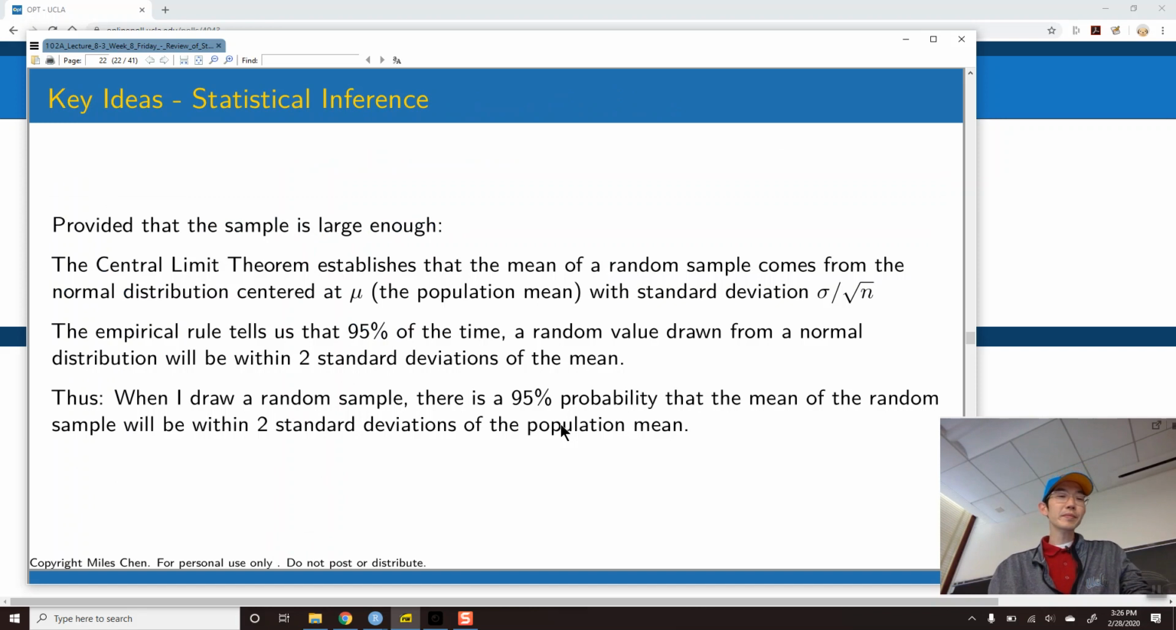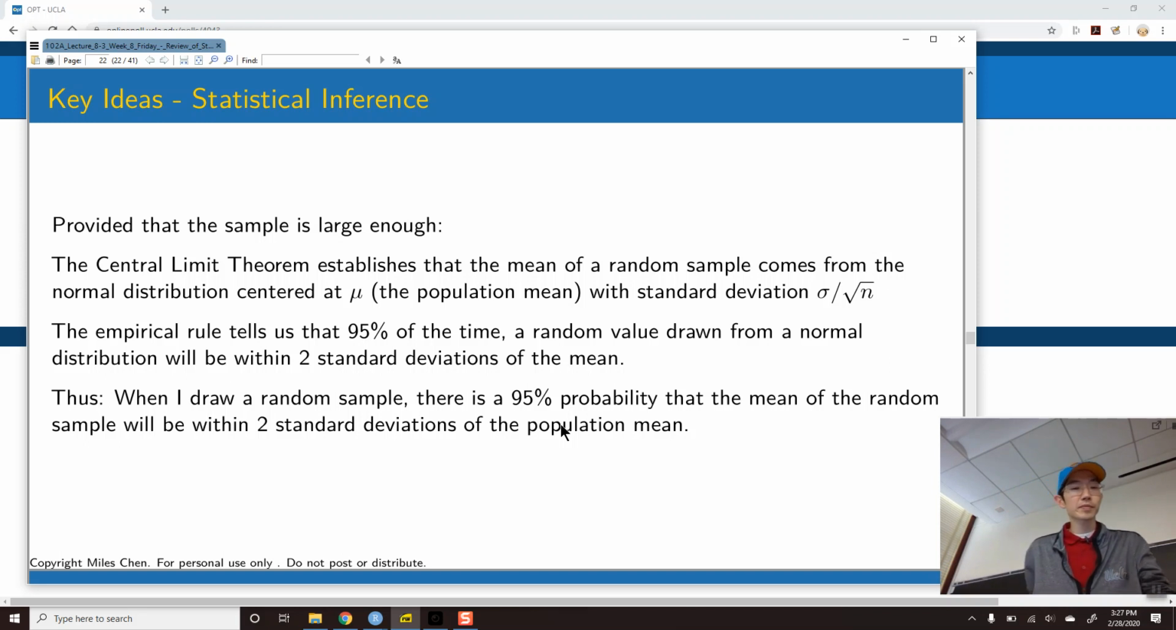Okay, and so here's kind of the key takeaways: the central limit theorem establishes that the mean of a random sample comes from the normal distribution centered at mu, that is the population mean, with a standard deviation of sigma over the square root of n. And then the empirical rule tells us that 95% of the time, a random value drawn from a normal distribution will be within 2 standard deviations of the mean.